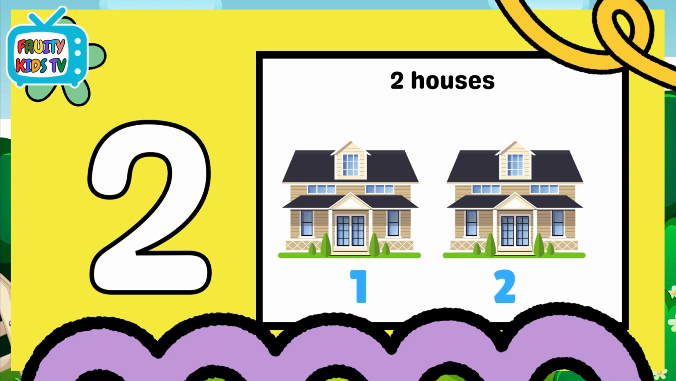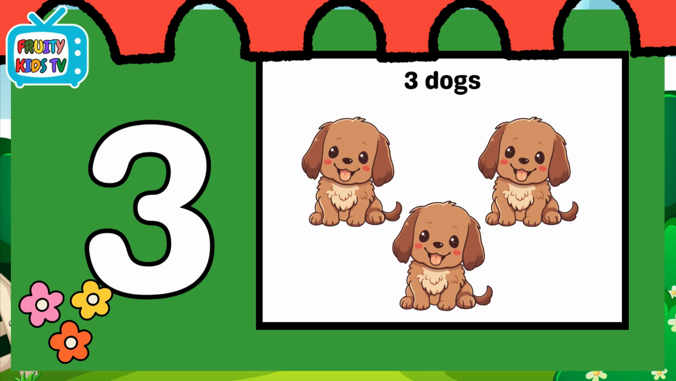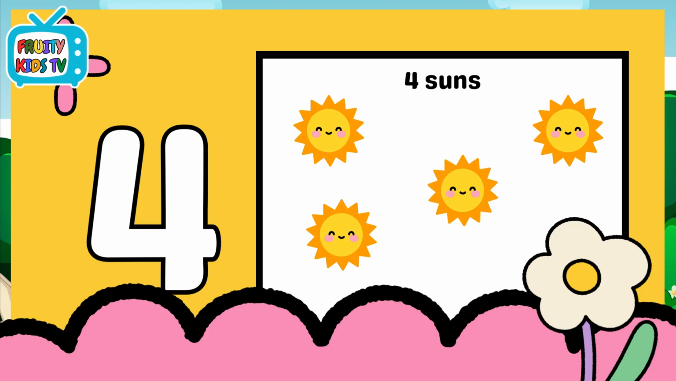2. Let's count the houses. 1, 2. 2 houses. 3. Let's count these dogs. 1, 2, 3. 3 dogs.